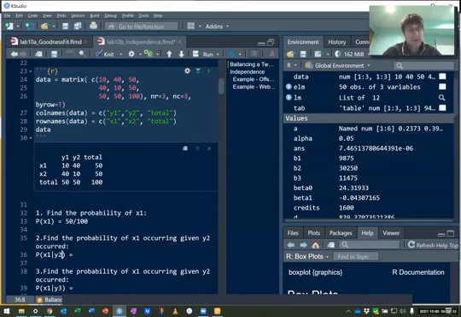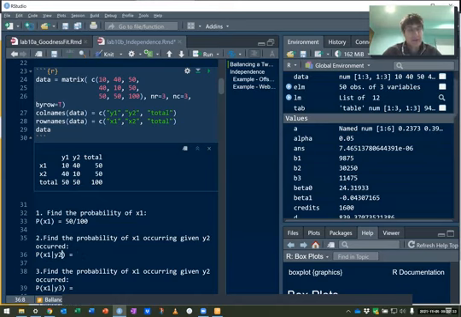So there's two more problems. I'll let you do this one. Oh, there's a typo in here. This should say given y1 occurs. Given that y1 occurs, what's the probability of x1 occurring? You should get 10 out of 50.